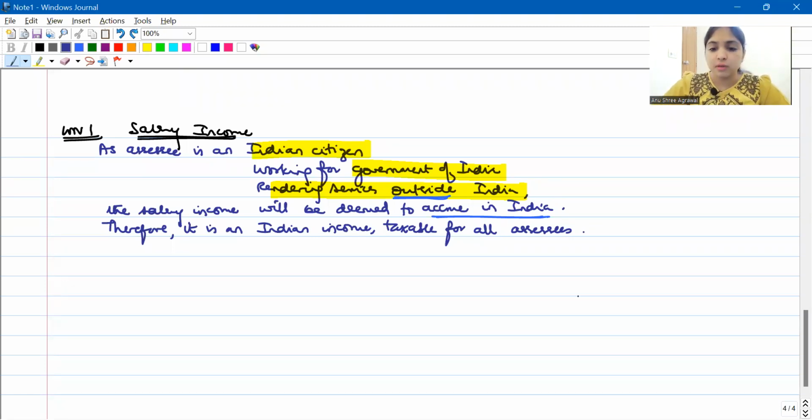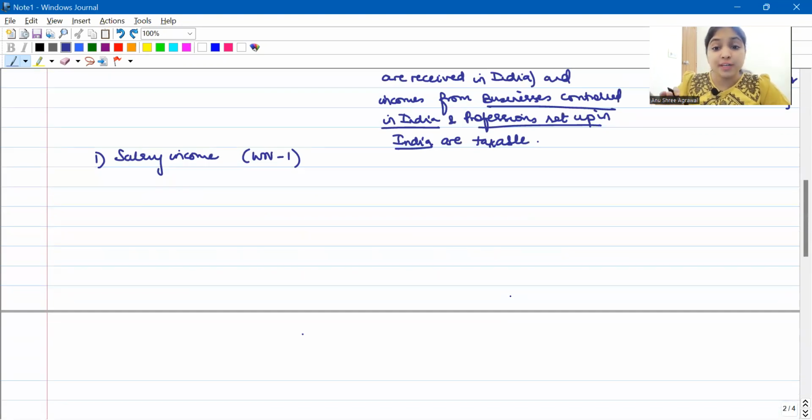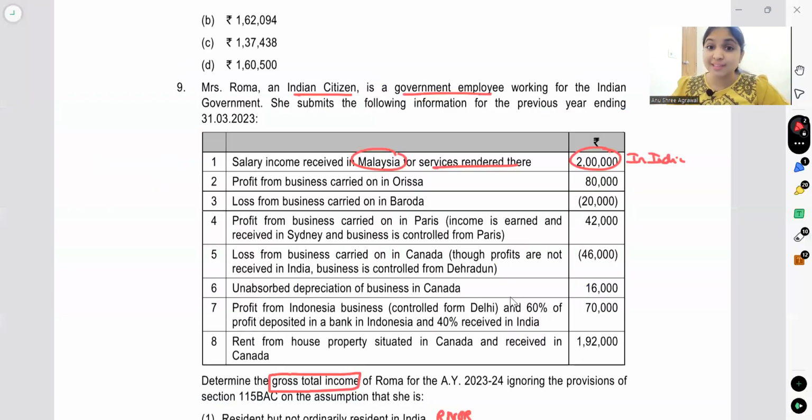All right. So coming back to my main answer now, we have concluded it is taxable for all my assessees, whether RNOR or whether NR, because the source is in India. So what is the amount? 2 lakhs. But I can't write straight away 2 lakhs in the column. The question says salary income. The question does not say compute it. So which means I have to avail the standard deduction.